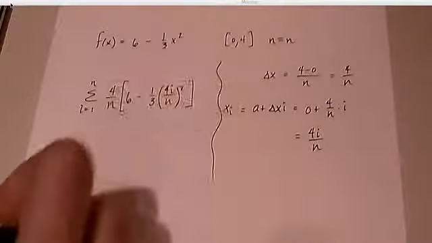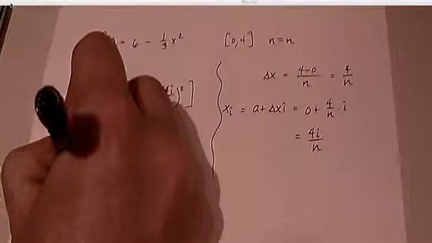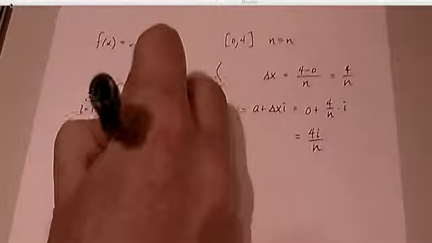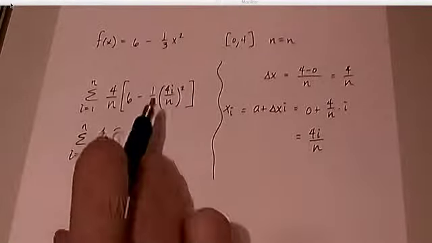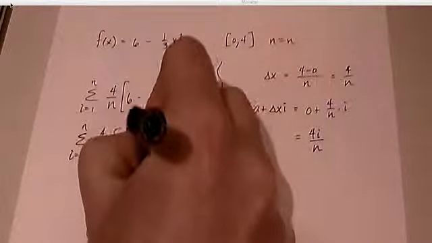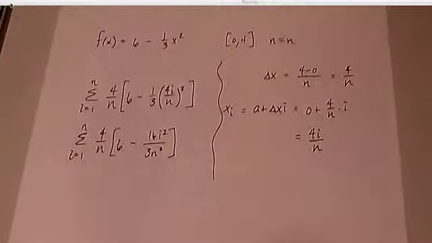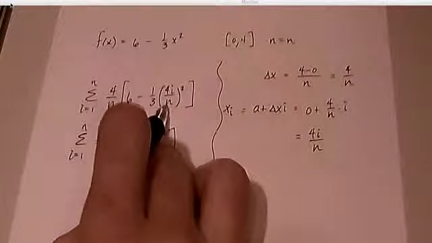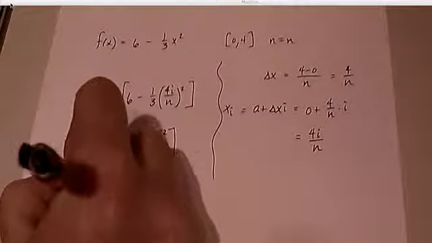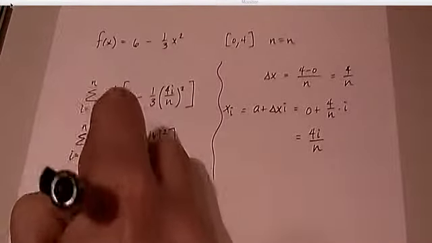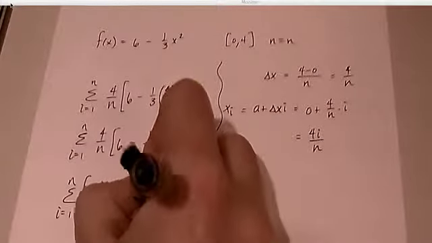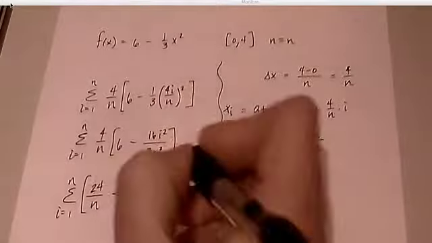So let's go ahead and run through this, simplifying it just a little bit, and I'm going to get 4 over n times 6 minus, well, if I go ahead and square that, that's going to be 16i squared over n squared, or 16i squared over 3n squared, okay? And the hard part is remembering to square all three of these, the 4, the i, and the n. That's where the careless mistakes will come in. And so I get 24 over n minus, okay, and that's going to be 64i squared over 3n squared.